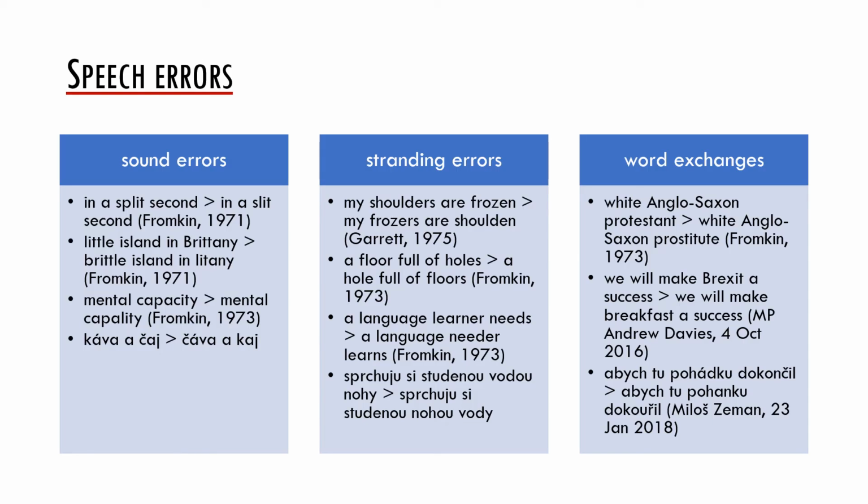As I already said, some logically possible speech errors do not occur. For example, a stranding error like my frozers are scholden is quite frequent, whereas possible errors like shoulder, mice, froze are just never happen.